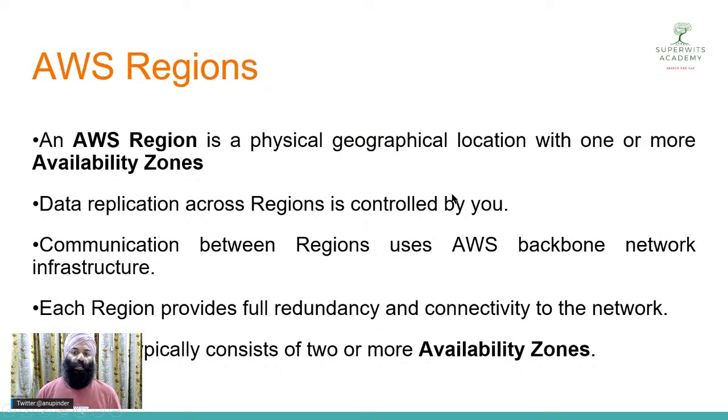When you talk about regions, they are the physical geographical locations with one or more availability zones, right? This is very, very important. Whenever you are working with any cloud computing platform, you will always find that their infrastructure is divided into regions, and availability zones are going to be there in each individual region. These availability zones give them a fail-safe environment and more durability of their infrastructure. The data replication across regions is basically controlled by you if you are hosting your application or resources on these particular regions, right?